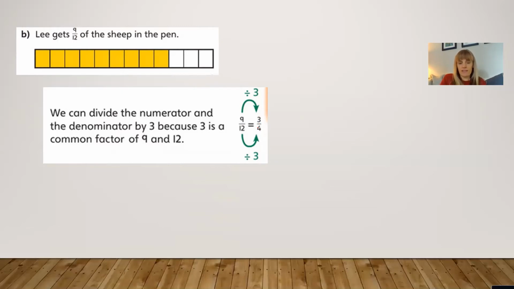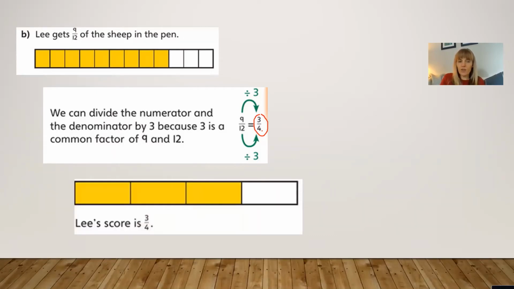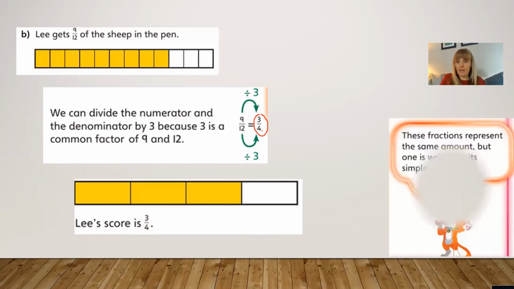Now I know it's in its simplest form because if I look at 3 quarters, which is what we've turned it into, and if I look at the numerator and the denominator, are 3 and 4 both in another times table together? No, they're not. They're not both in the 2s, they're not both in the 3s, they're not both in the 4s. So therefore, you know that fraction now is in its simplest form. It can't be made any smaller. So Lee's score is 3 quarters. So 9/12 in its simplest form is 3 quarters. So they represent exactly the same amount. 9/12 is showing the same as 3 quarters, but one is just written in the simplest, smallest form that it can be.